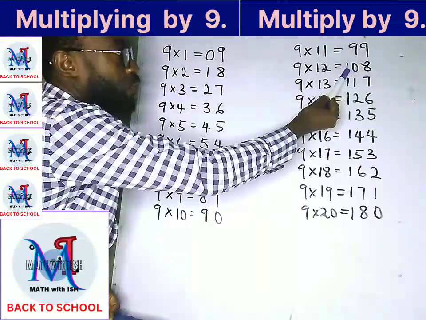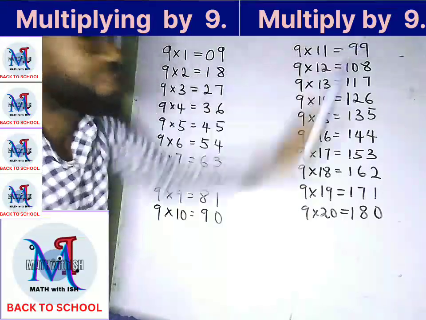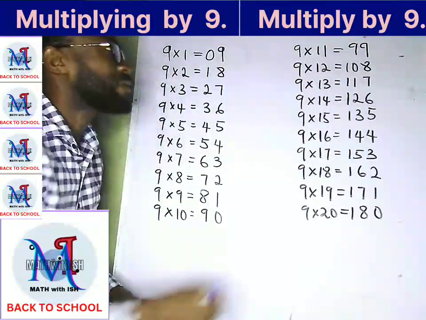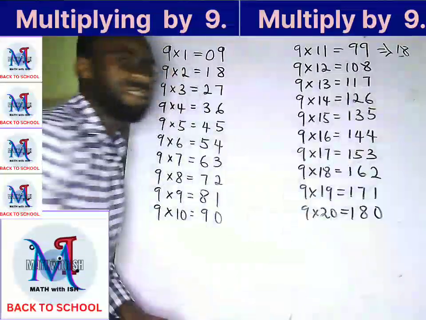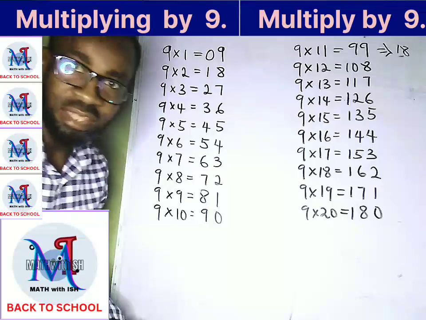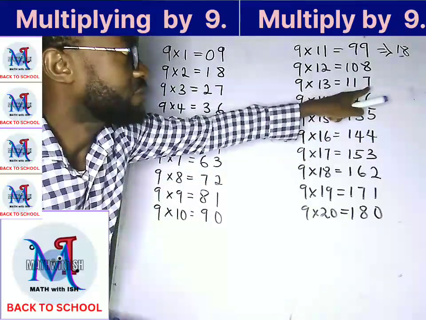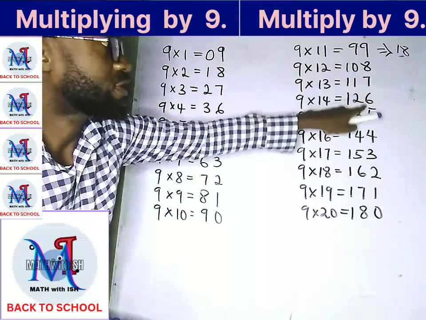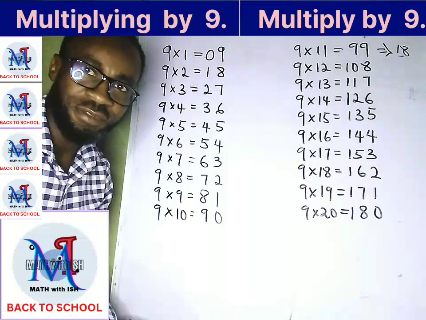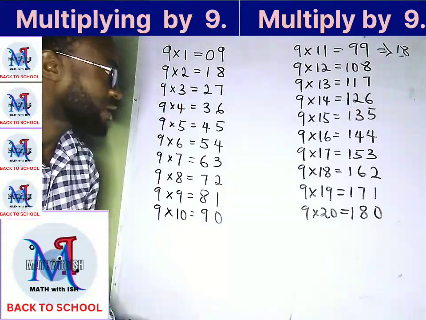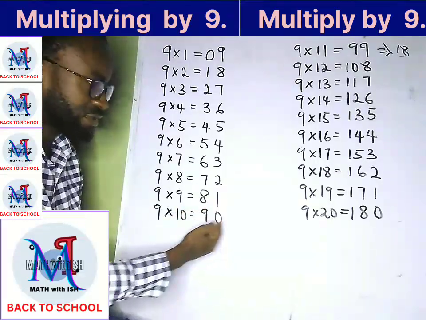You can see this 1 plus 0 plus 8 is 9. Now let's look at this one. 9 plus 9 is giving us 18, and 18 is a multiple of 9. So if it does not give you 9, it must give you a multiple of 9. You can see this 1 plus 1 plus 7 will give us 9. 1 plus 2 plus 6 will give us 9, and so on and so forth. So that is also how to check if your answers are correct, by adding each of the digits of the answer. 8 plus 1, 9, 9 plus 0, 9.